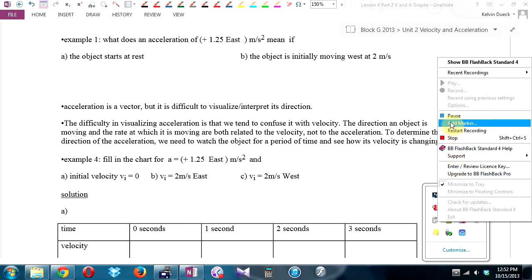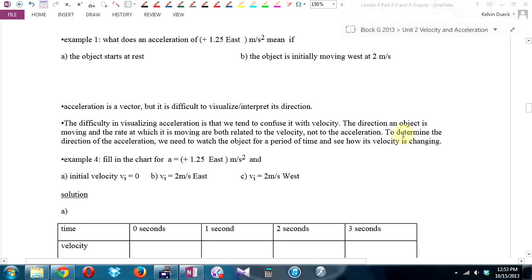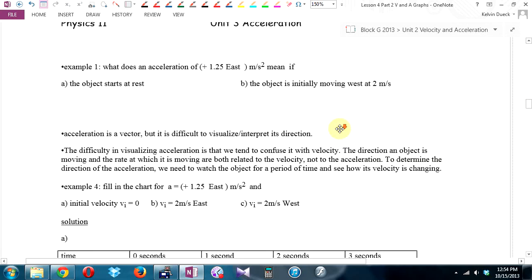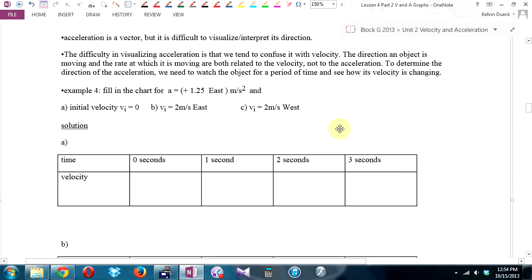Well, see, acceleration is a vector, but it's very difficult to visualize or interpret its direction. And the big difficulty is we tend to confuse it with velocity. I know my Science 10 students did last year. I know teachers that I've helped out with this at other schools tend to confuse velocity and acceleration. We talked about how your bodies are backwards accelerometers. Let's see if we can put this together.